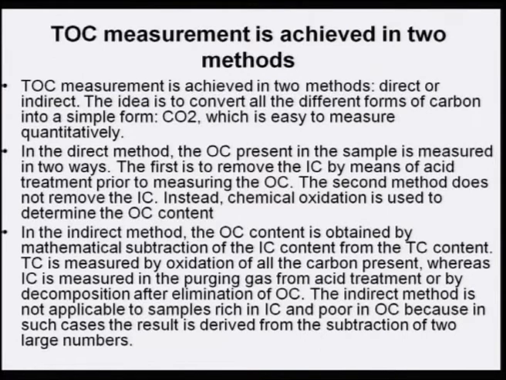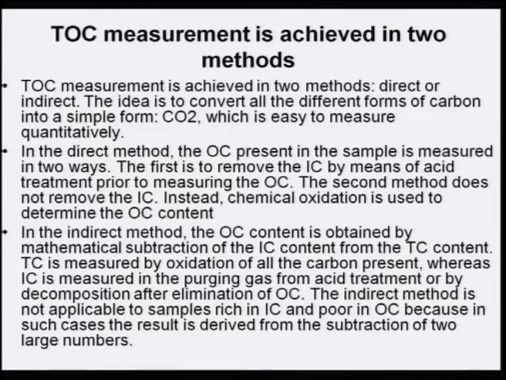In the indirect method, the OC content is obtained by mathematical subtraction of the IC content from the TC content. TC is measured by oxidation of all the carbon present, whereas IC is measured in the purging gas from acid treatment or by decomposition after elimination of organic carbon.